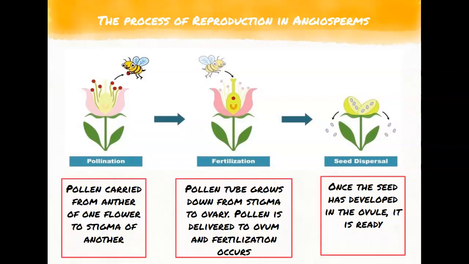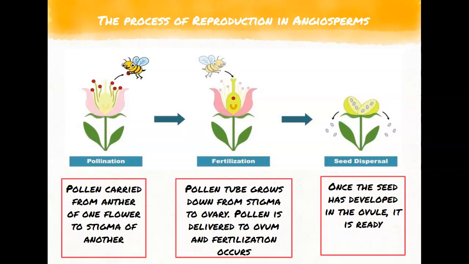Now, the process of reproduction has a few steps to it. So you have pollination, fertilization, and then seed dispersal. Pollination is the act of pollen being carried from one anther of one flower to the stigma of another flower. So from male to female. Male of one flower, stigma of another. Or male of one flower, female of another.